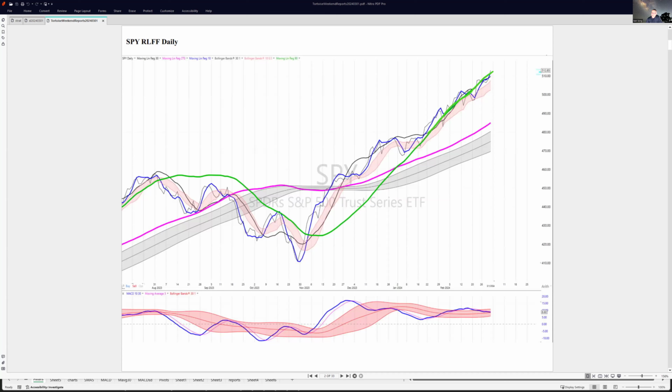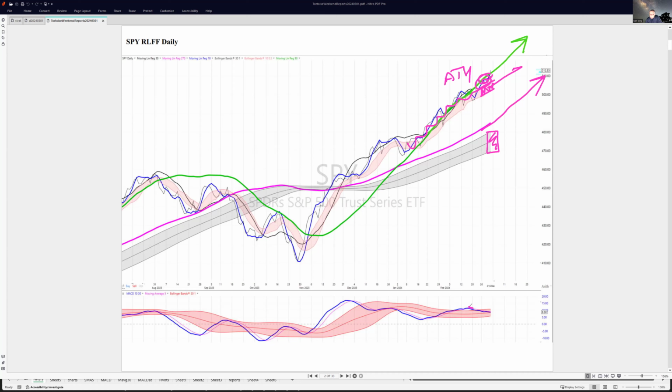Looking at the RL90, long and strong. The RL270 is extremely strong. It has a wide noise buffer right here too. You've got the Dragon strong inside here, looking good, and then the 10 and the 30 are just grinding their way northward. It's at an all-time high.